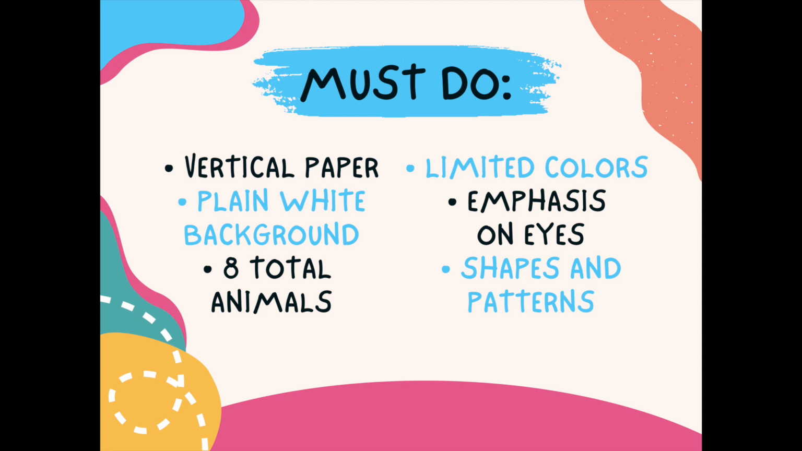Your paper must be vertical or turned the tall way, even if you're making a short animal like an alligator. Remember that for just this project, we are going to do plain white backgrounds. You need to make a total of 8 animals, and you need to remember to use your limited colors, emphasis on those big eyes, and shapes and patterns to fill in your animal.